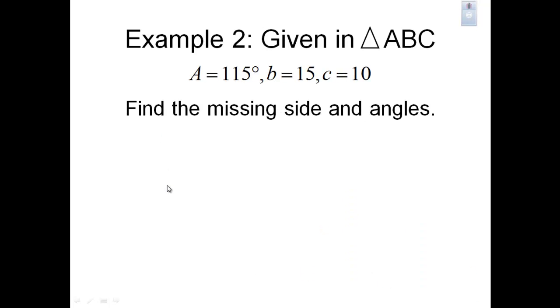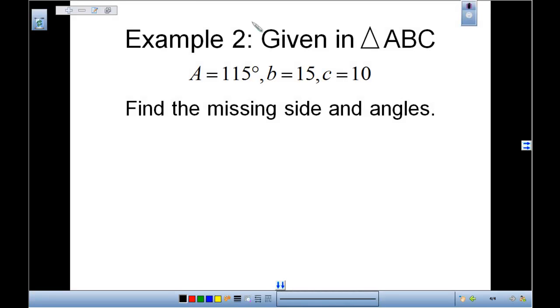So here's a triangle for you to try. This time I'm giving you a couple different things. I've given you angle A, side B, and side C. Do you see why you can't use law of sines here?